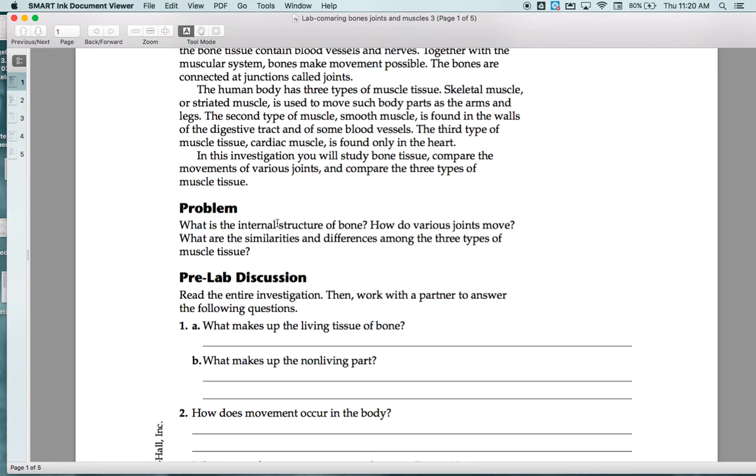So, the main problems you're going to be looking at here are the internal structure of a bone, how the various joints move, and the similarities and differences among the types of muscle tissue.